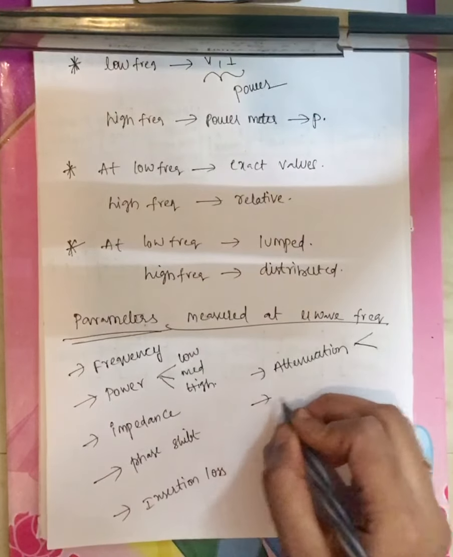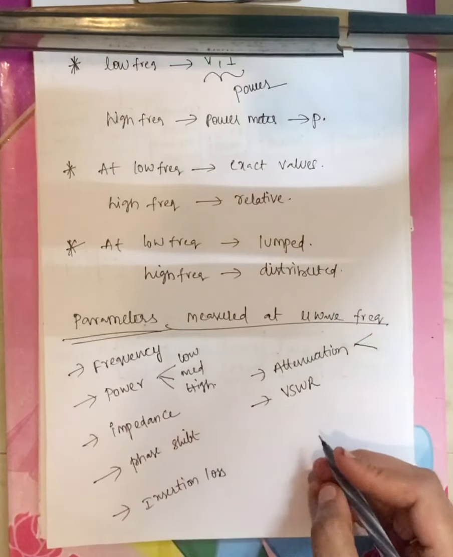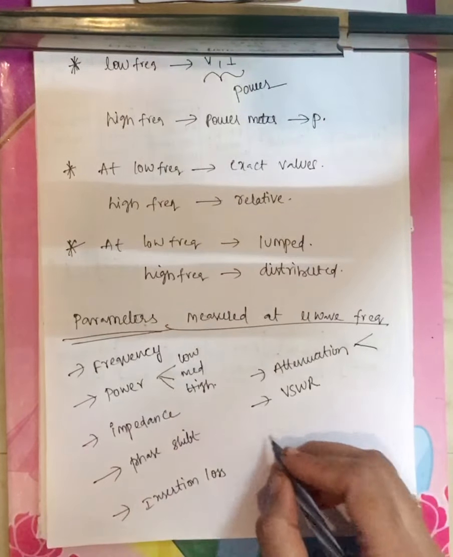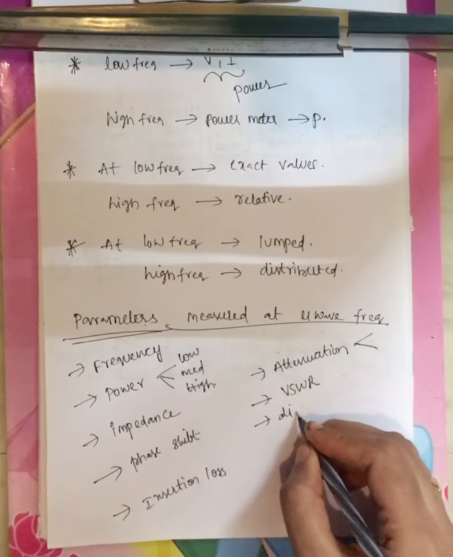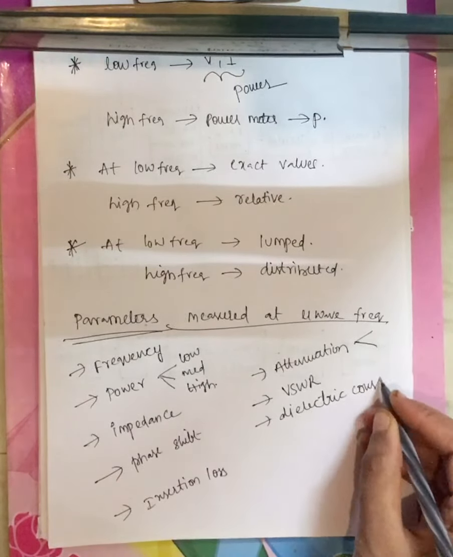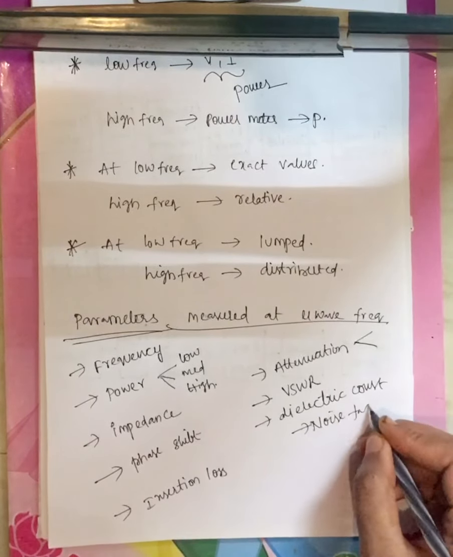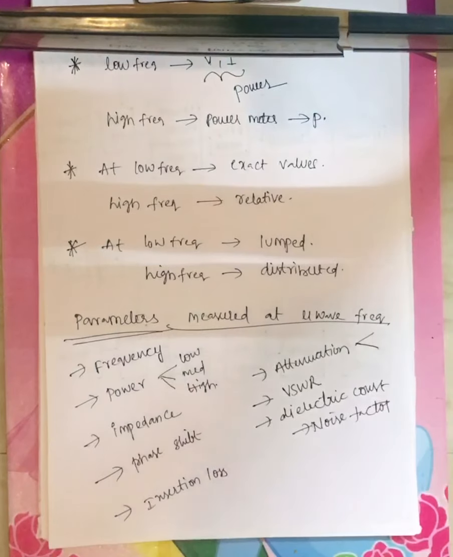Now the next measurement is your VSWR, voltage standing wave ratio, right? And next you can measure the dielectric constant. Dielectric constant can also be measured at your high frequency. And next one is noise factor, right? Noise factor. All these are the parameters that are measured at your microwave frequencies, right?